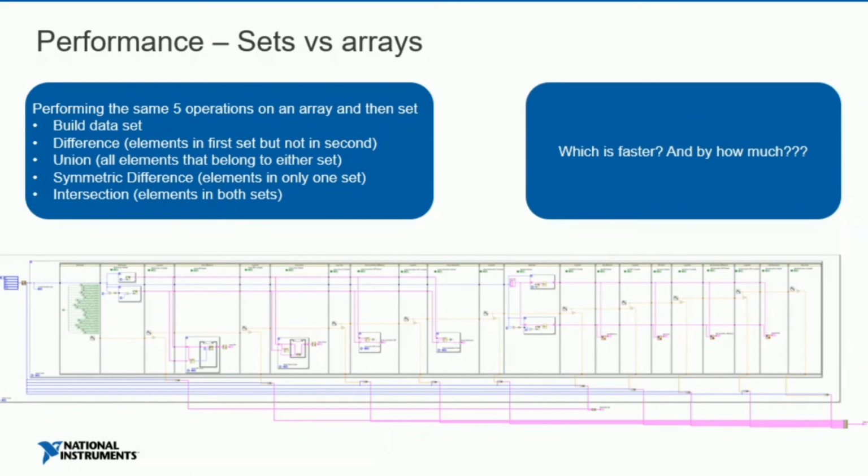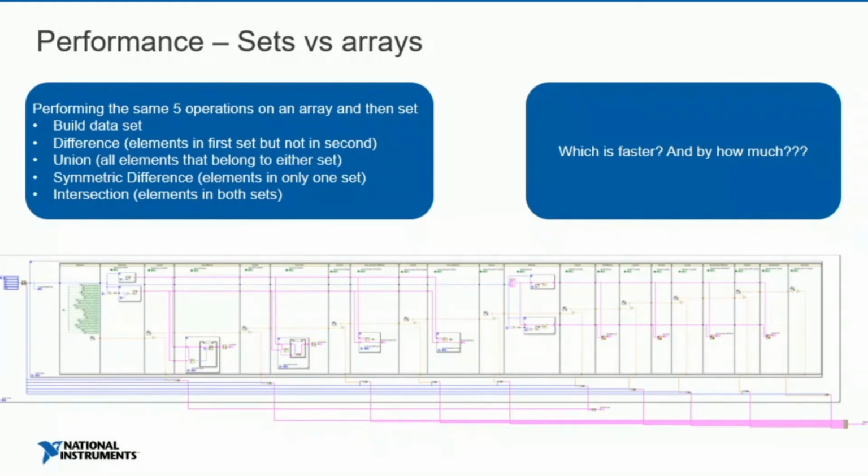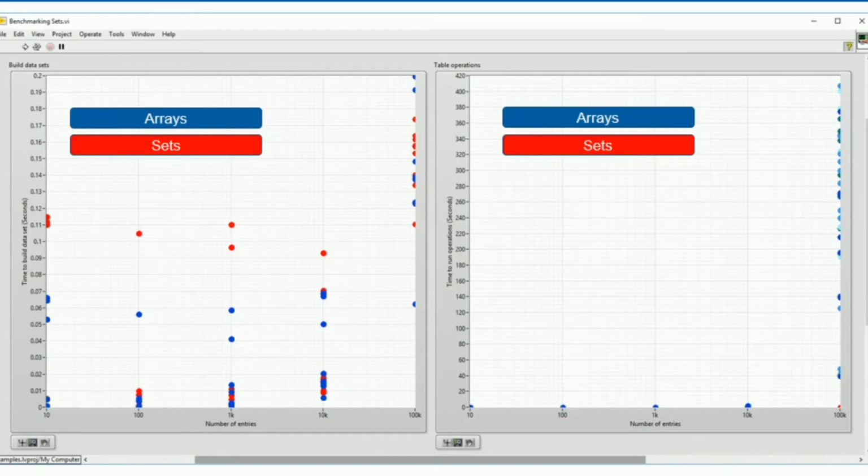So you can probably guess which is faster. Sets, I'll give that one away. Anyone? I wasn't going to click there. Anyone want to guess how much faster sets are than arrays? Maybe an order of magnitude, sort of 10 times, 20, 30, more. 20 times.